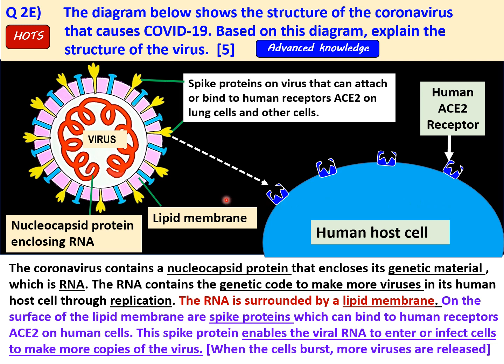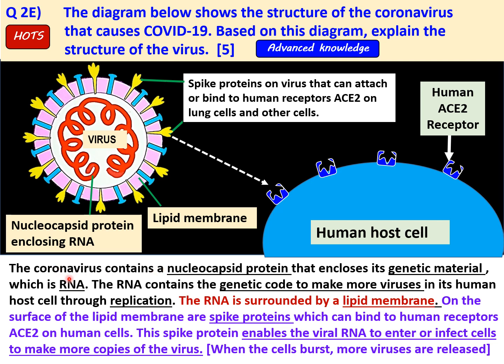So this virus has the spike protein that can bind to or attach to the ACE2 receptors. Notice that the shapes are matching in this case, right? Now, we can start off by talking about the nucleocapsid protein, then the lipid membrane and the spike proteins, and elaborate on them with the knowledge that we have studied about viruses.